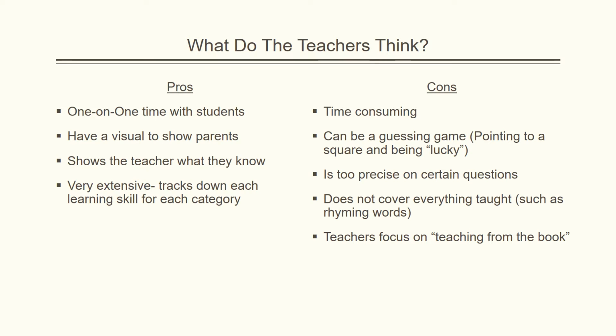Some of the answers are too precise. For instance, what is a key used for? The answer must include the word unlock. If it does not, the answer is marked wrong. It does not cover everything that is taught in a classroom, such as rhyming words. However, teachers nowadays are teaching from the book, looking ahead and seeing exactly what is on there to make sure their children get a high enough score.